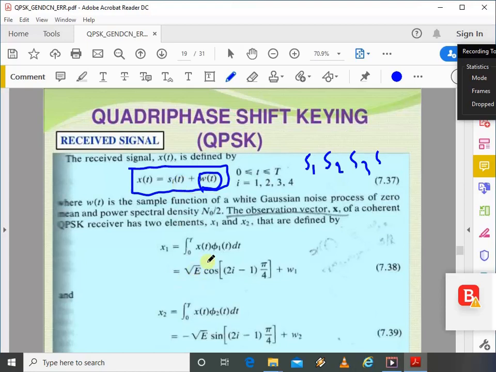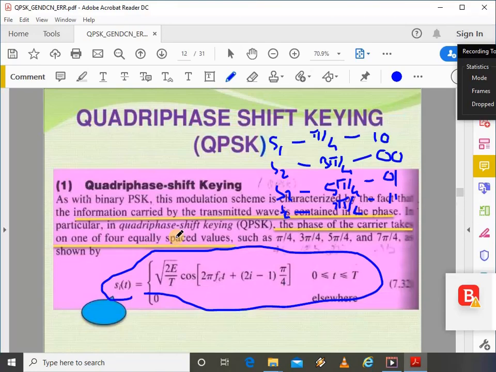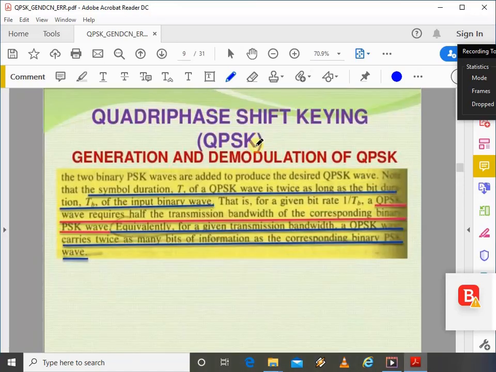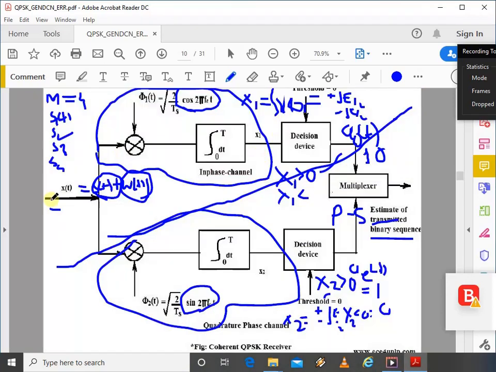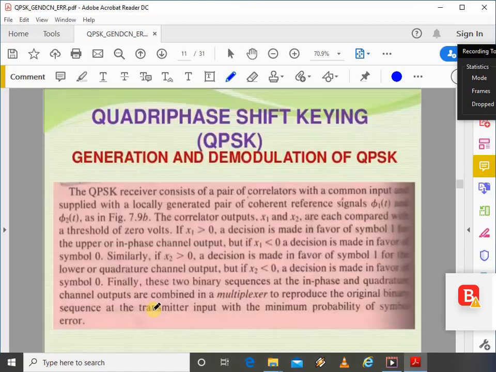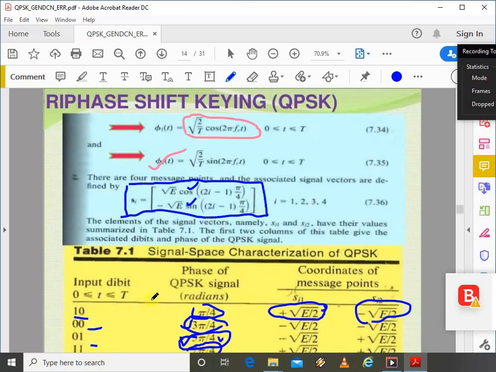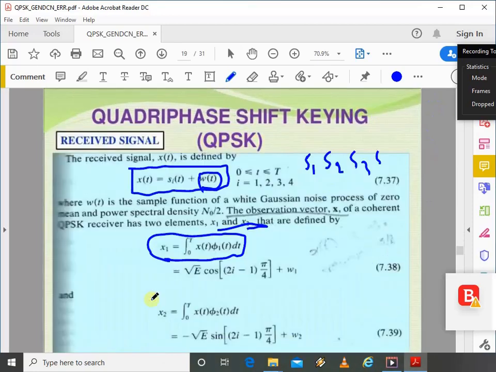The observation vector x of a coherent QPSK receiver has two elements, x1 and x2. This is the output of the correlators at the receiver side, where x1 is the product of x of t into phi 1 of t. This is what I already told. What is x1? It is the product of x of t multiplied by phi 1 of t. What is x2? x2 is nothing but the product of x of t multiplied by phi 2 of t. So here x1 will be x of t into phi 1 of t.